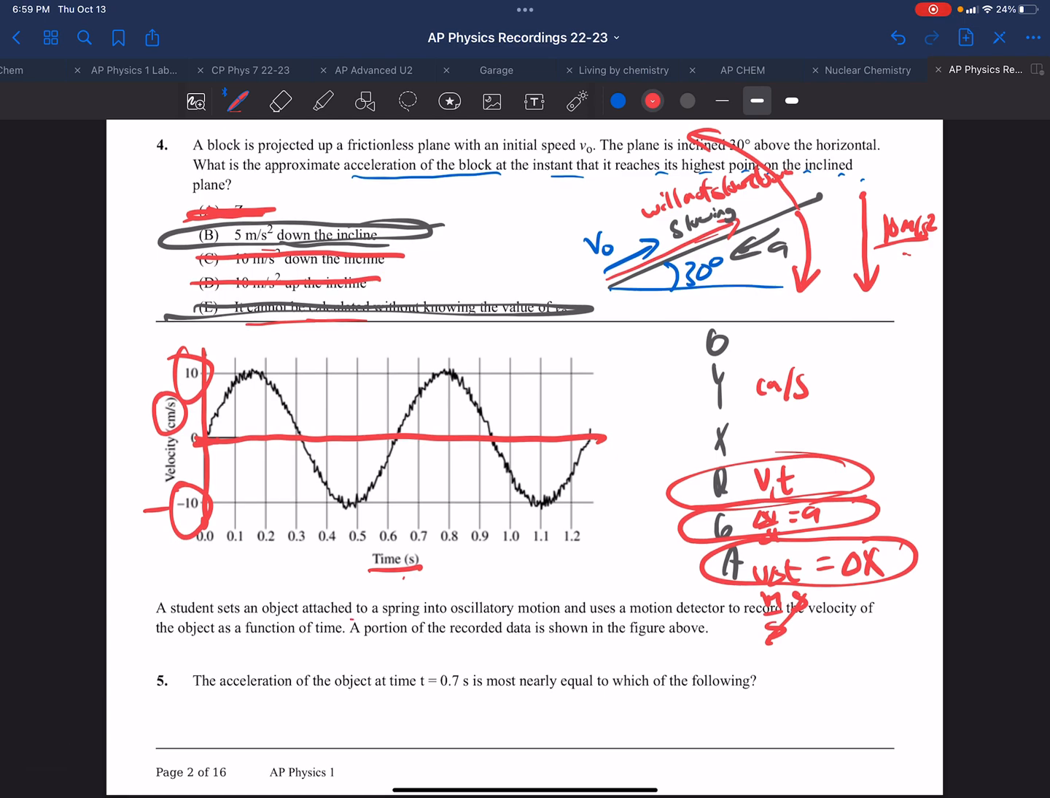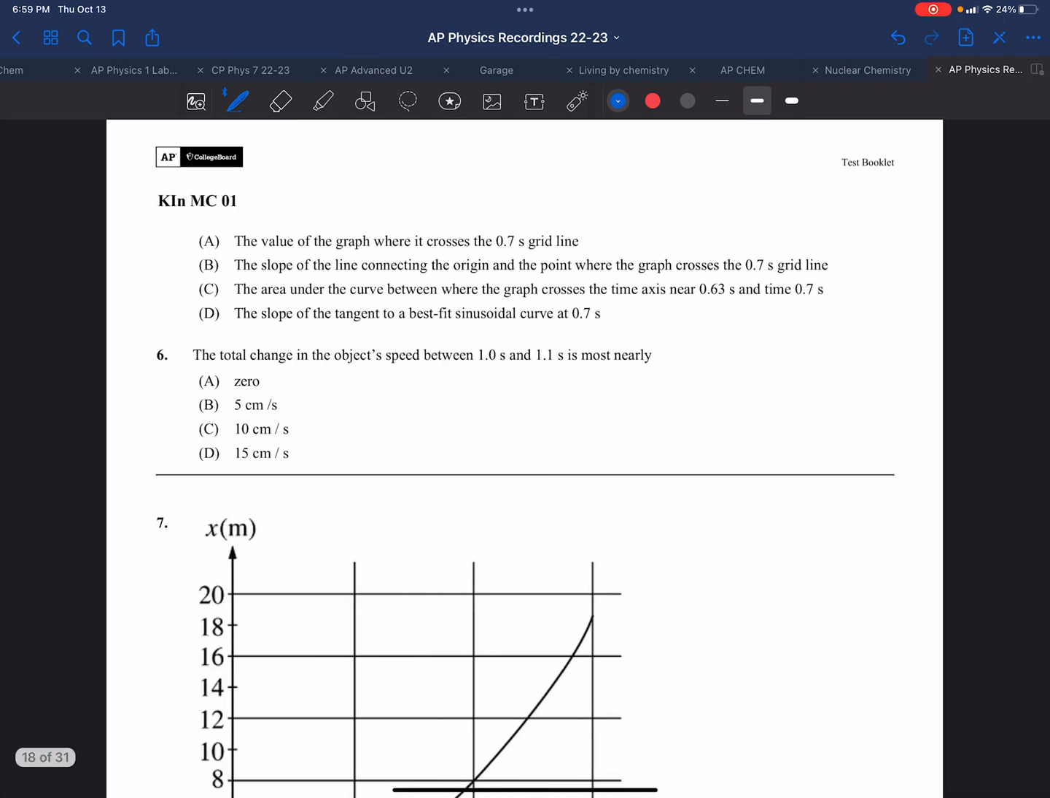A mass on a spring is in oscillatory motion. To record the velocity, the acceleration of the object at t equals 0.7 is most nearly equal to, well, acceleration is the slope. So if we go to 0.7 seconds, it's going to be the slope there. And we know whenever there's a curve, we're going to draw a tangent to the curve at that point in time, and that should be the slope. Let's look at our choices. The value of the graph. Well, the value of the graph is what we're going to read off. That's going to be the velocity.